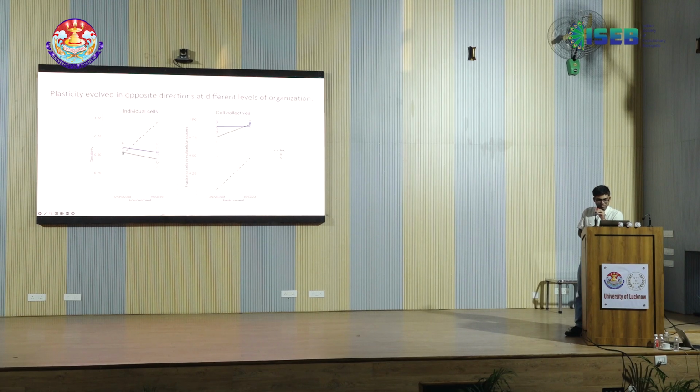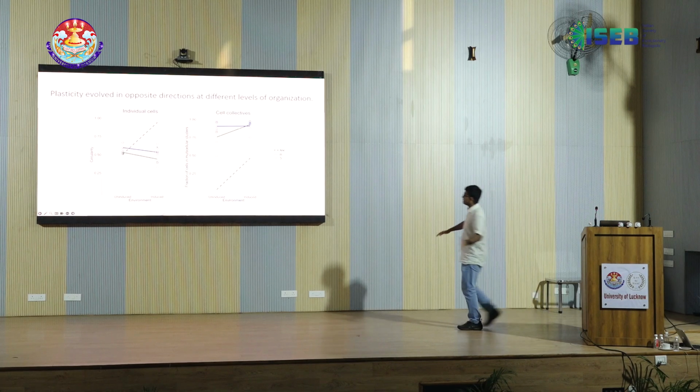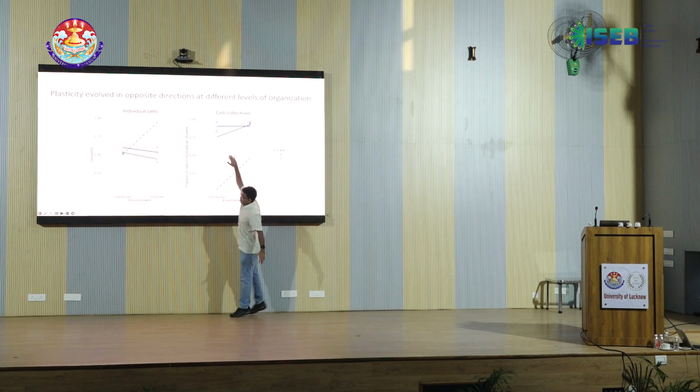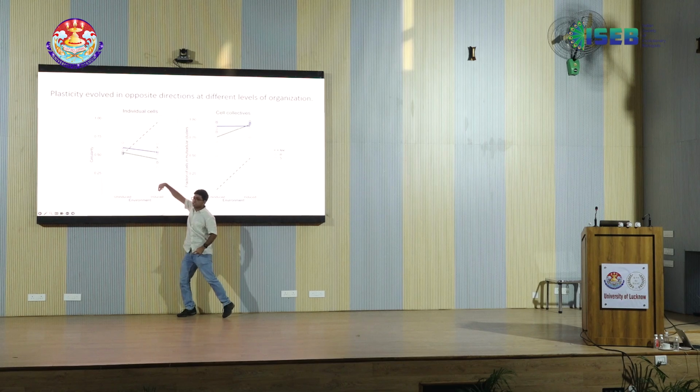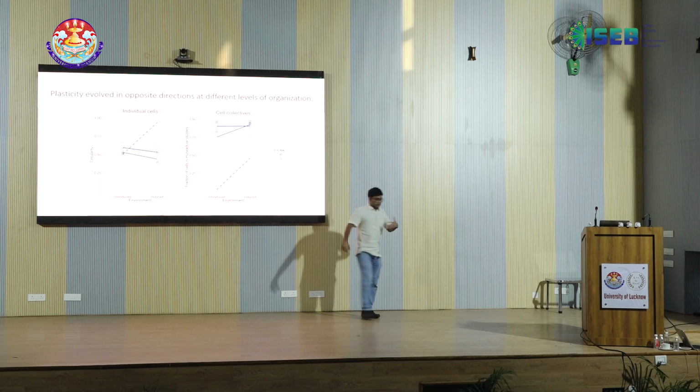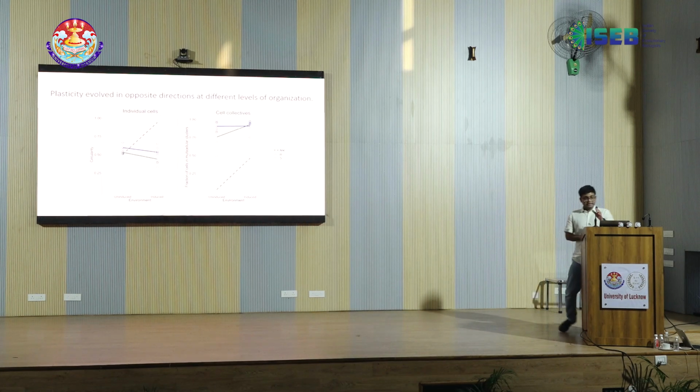You can make it flat by keeping this up so that you have a flat line up here, or you can make it flat by bringing the induced phenotype down so that you have a flat line like we observe here, which is what happened. So this is what happened at the level of individual cells. On the other hand, this whole thing went up instead of that coming down. Okay, so it was in opposite directions at the level of cell collectives.